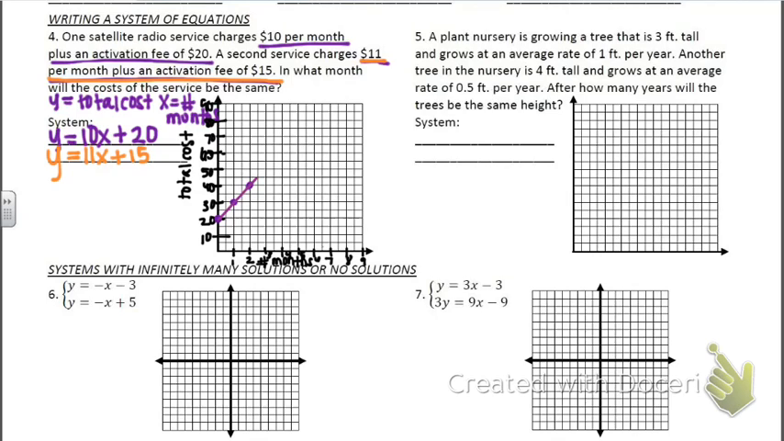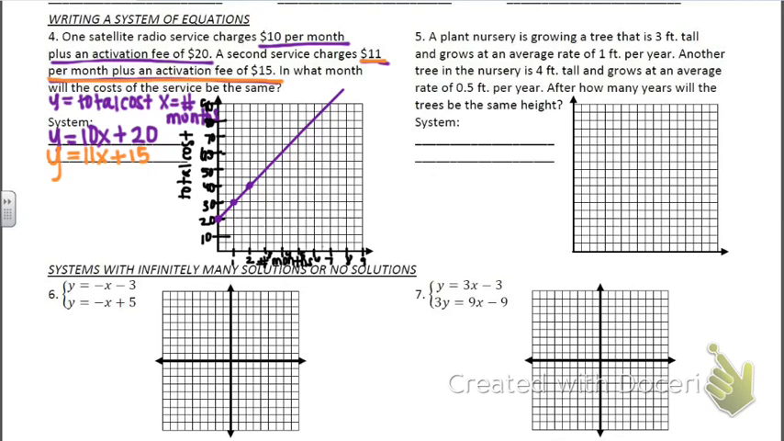Oh, that's a different color. So up 10, over 1. I think I got it. Okay. Everybody with me? Okay. And then y equals 11x plus 15.